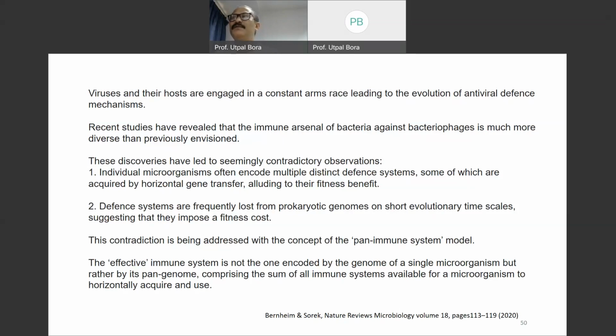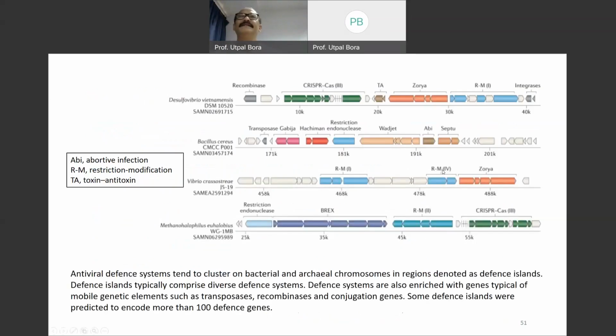So the immune system is also something like that, because bacteria is a very small organism, and carrying all the defense systems along with it is a kind of genetic load, and also metabolically it's very, very taxing. So that's the reason why at certain instances, certain bacteria will go for this loss, and whenever it is required, they will try to acquire it, and the horizontal gene transfer mechanism facilitates this very, very easily. So you will find that the antiviral defense systems tend to cluster on bacterial and archaeal chromosomes, and these regions are denoted as defense islands.